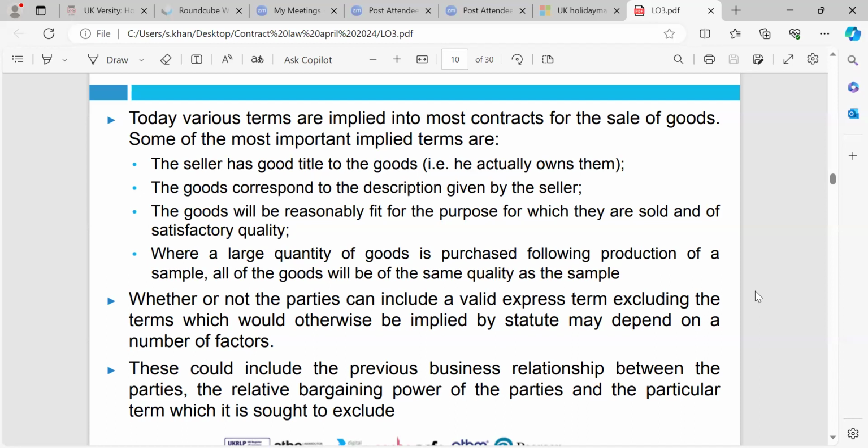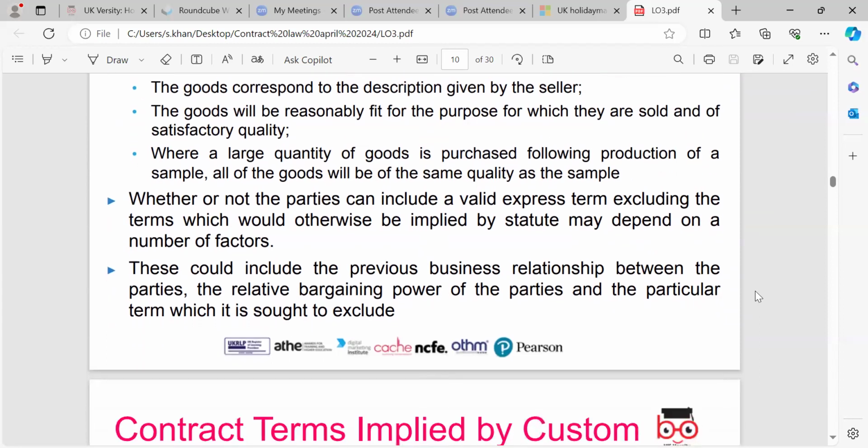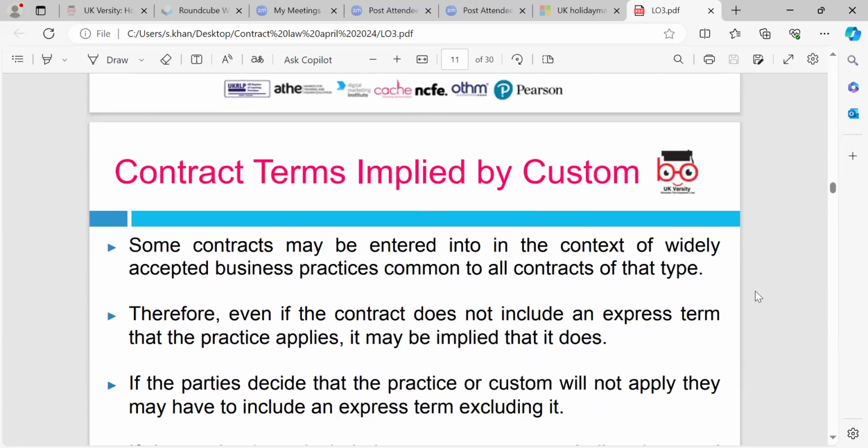Whether or not the parties can include a valid express term excluding the terms which would otherwise be implied by statute may depend on a number of factors. These could include the previous business relationship between the parties, the relative bargaining power of the parties, and the particular term which is sought to be excluded.